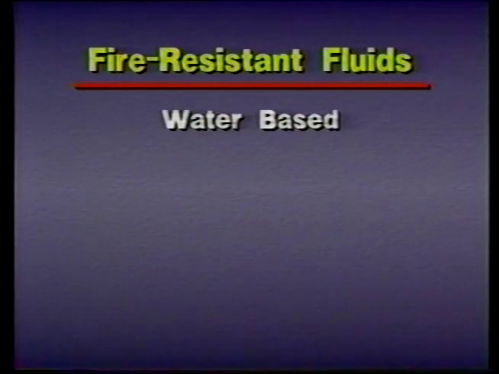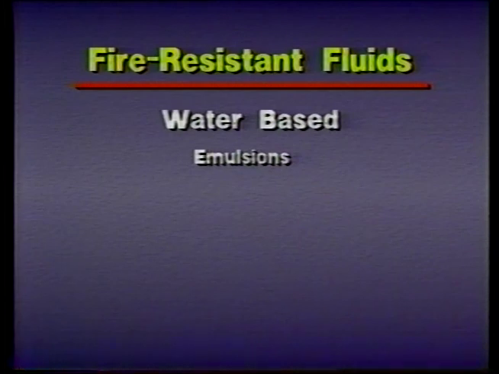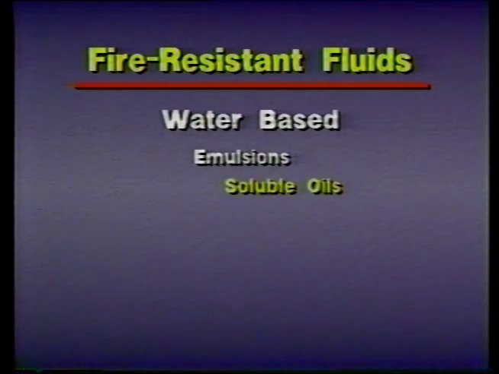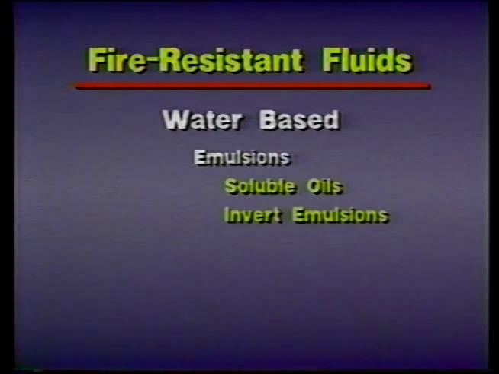One common type of fire-resistant fluid is a mixture of water and oil. These are called emulsions because they also contain chemicals called emulsifiers, which keep the oil and water from separating. The two kinds of emulsions you're likely to find in use today are an oil and water combination called soluble oil fluids and various types of water in oil combinations called invert emulsions.